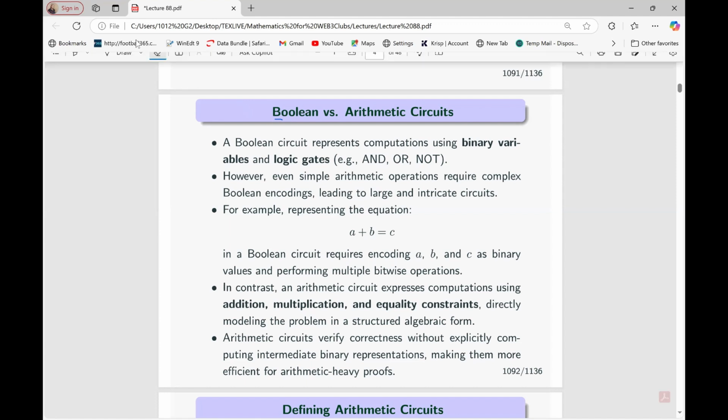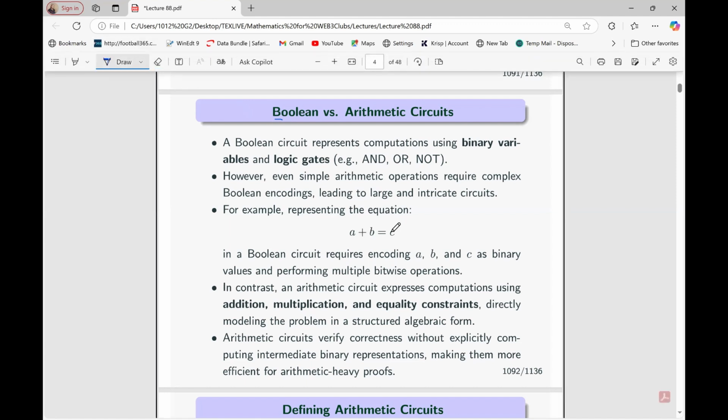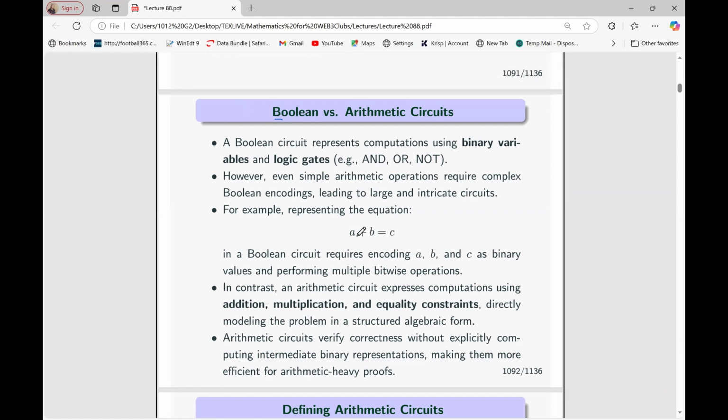But the arithmetic circuit, you just do it the way it is. You just add A plus B directly because we have the plus sign and then we have the equal sign, and you can see whether whatever equals whatever is on the right side. So that means therefore the arithmetic circuits are easy to deal with, and that is what I've said here.